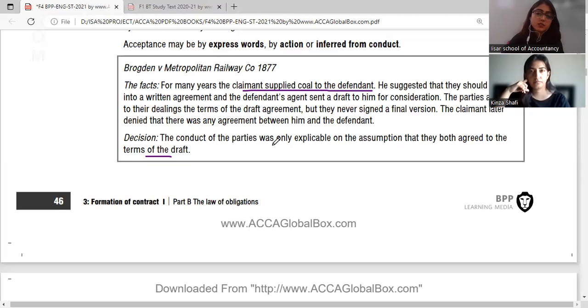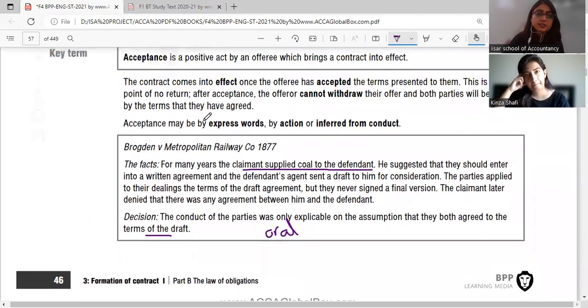The court says that both of you agreed to the terms, despite the fact you did not sign. There was an oral agreement, so it will be considered as if you have signed it, as if you were agreeing to the agreement. That's why you made it. Exactly. So here the acceptance can be through express words or by action or inferred from conduct.